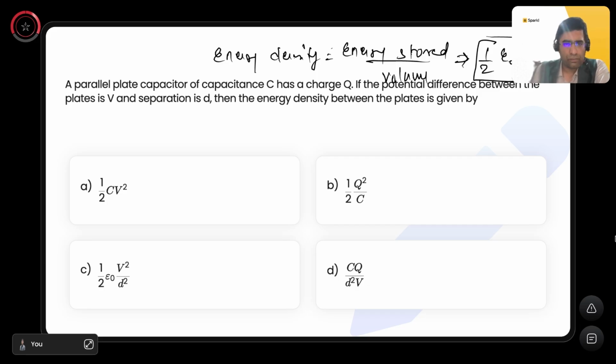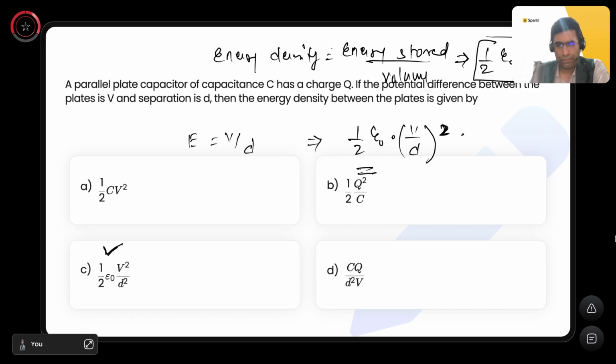Now we know that V will be equal to E into D, or E will be equal to V by D. We know this. Alright. Here V is the potential difference between the plates. So this thing will become half of epsilon naught into V upon D whole square. Alright. So this will be my answer.